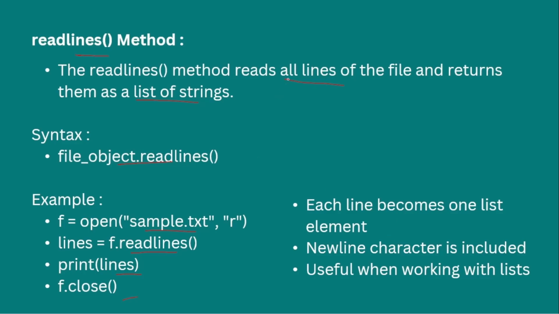So again, if sample.txt had data hello world, welcome to CBSE, in this case the output will be hello world and a newline character. Then there will be another string, welcome to CBSE. Okay, so this will be the output. The output is a list of strings. Now I'll just show all these examples on PyCharm.